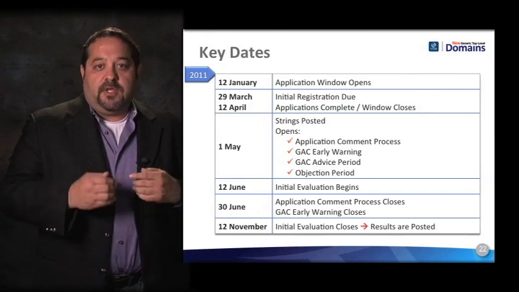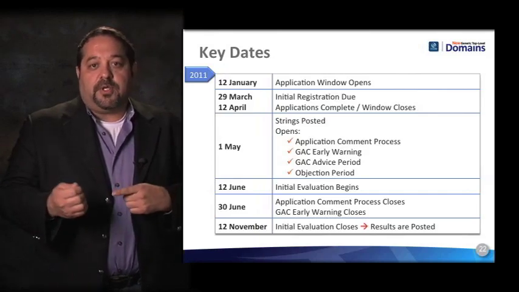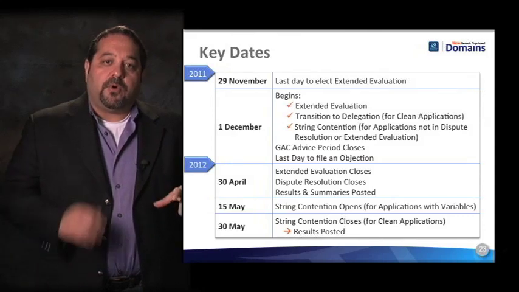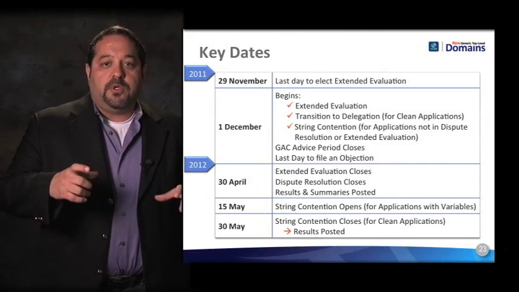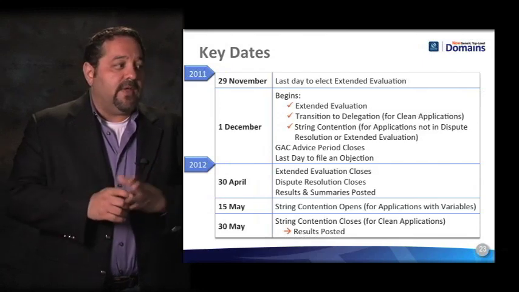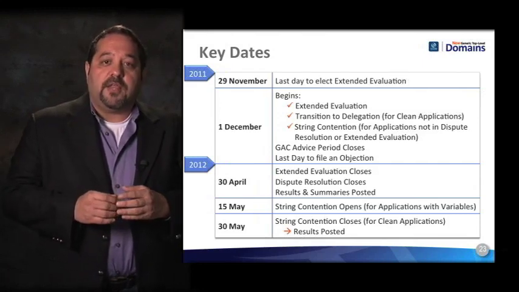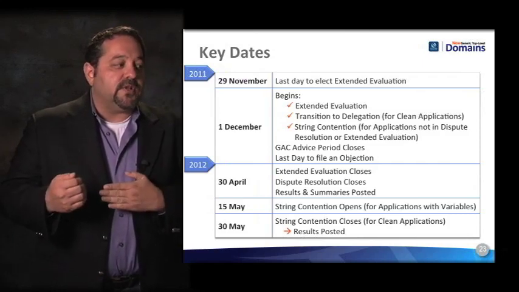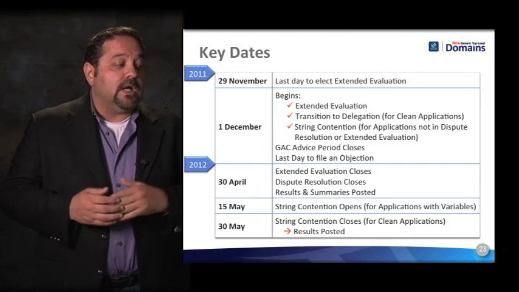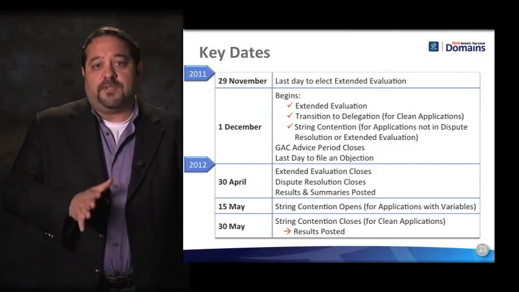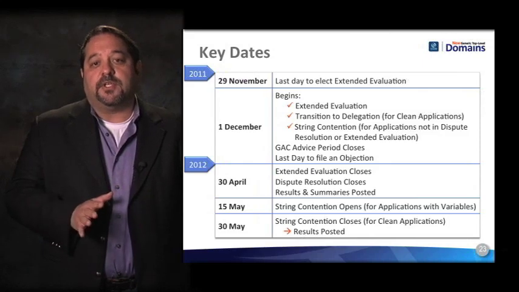The initial evaluation period will begin on the 12th of June and will end on the 12th of November. The GAC early warning and the comment periods then end on the 30th of June. So, as I mentioned before, you need 2 weeks after the end of initial evaluation to elect extended evaluation. That date is set currently at the 29th of November. We will then begin these additional processes on the 1st of December. And the other dates here are posted for your information. All of these dates, by the way, will be posted on the gTLD website.